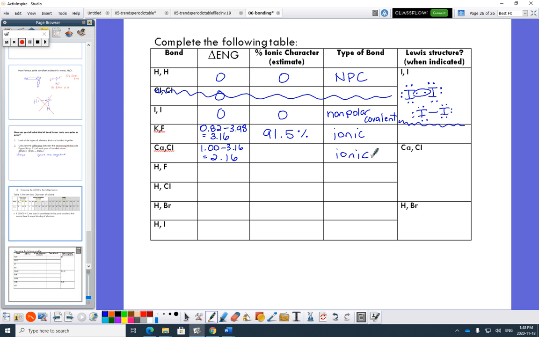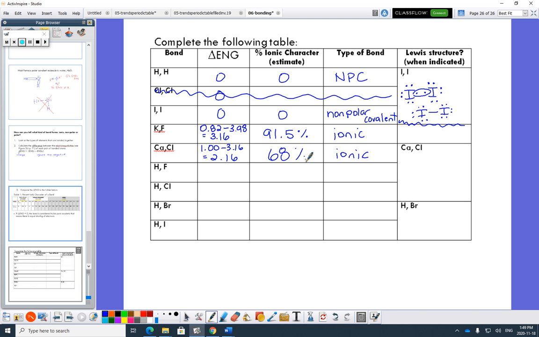Okay, so again, you're going to estimate the percent ionic character. So 2.16, I don't know. I wrote 91.5, so maybe 67.5, 68. I'm going to be a rebel, put 68. Close enough, okay? We're not going to often use the percent ionic character. We're just going to use the delta ENG.